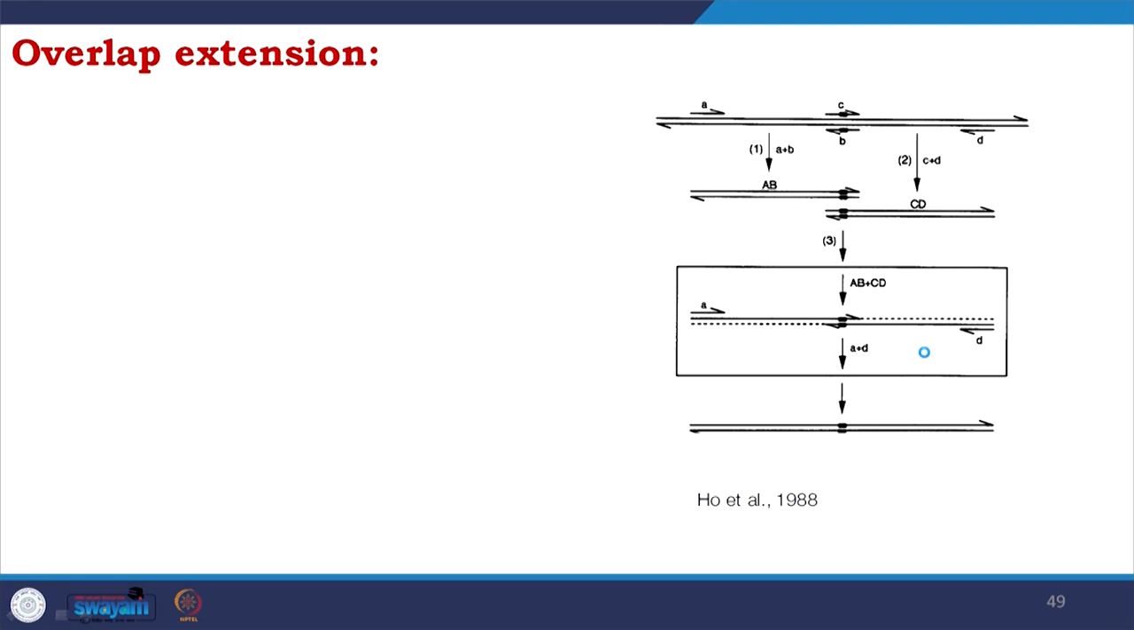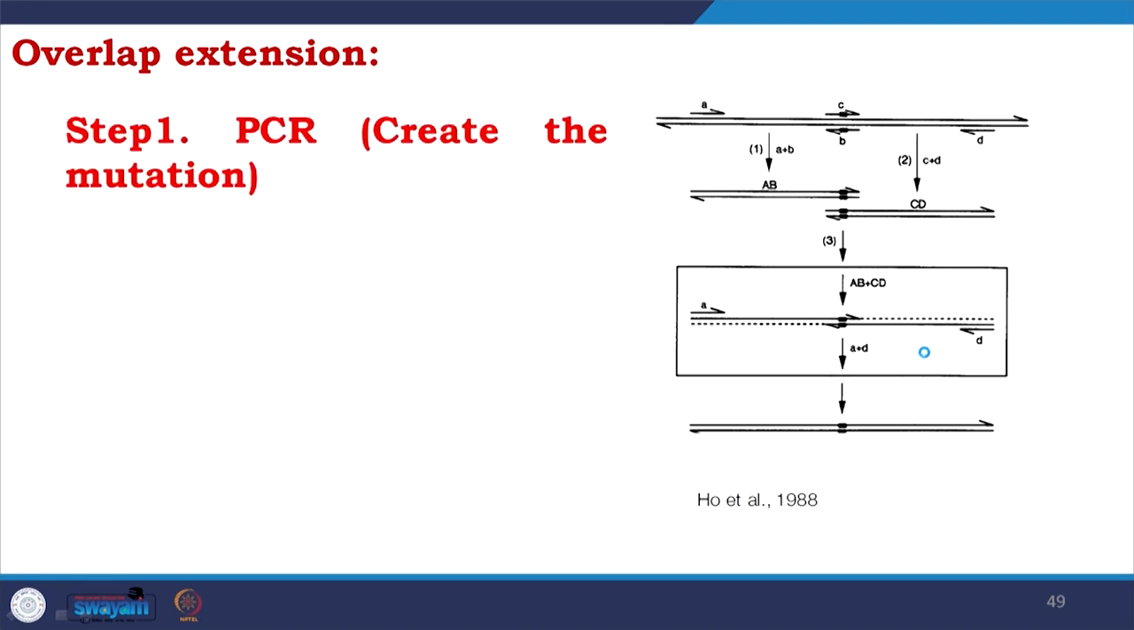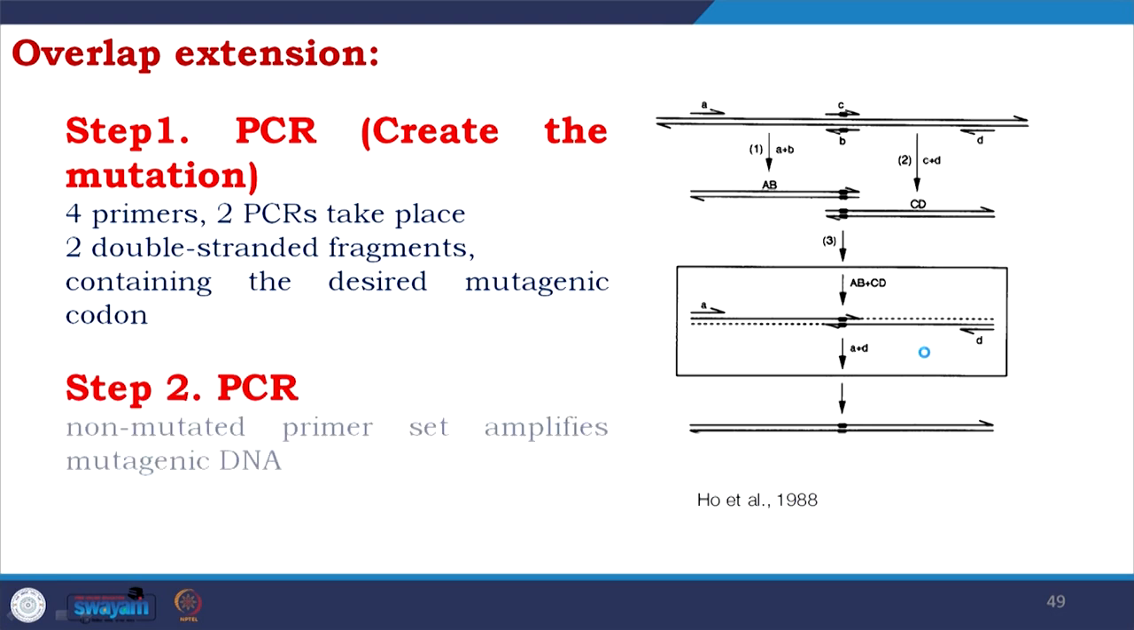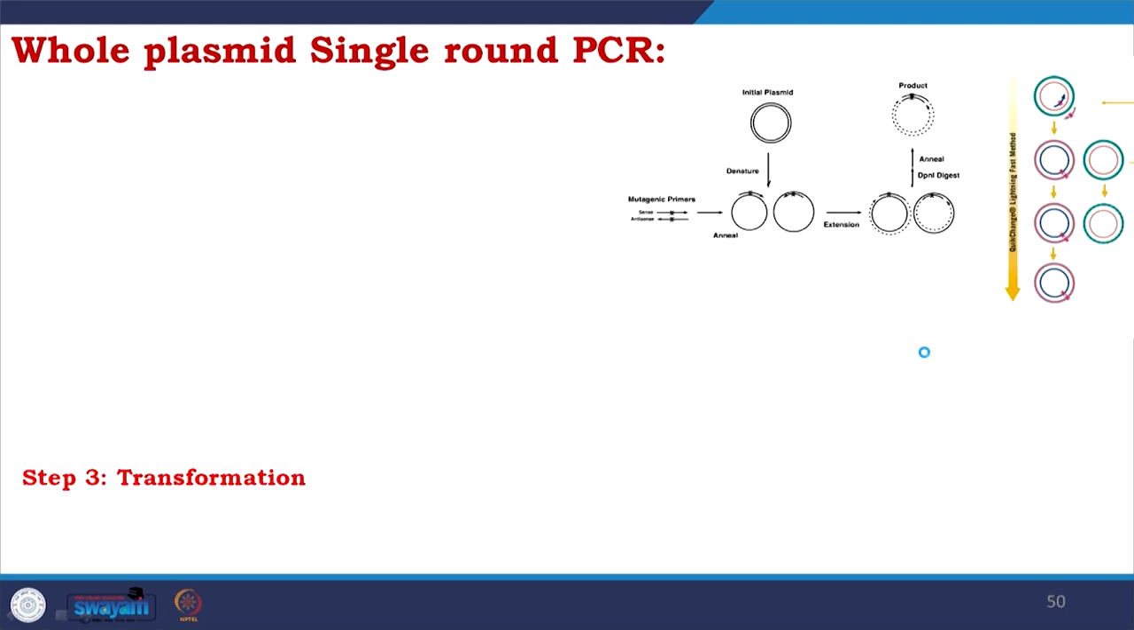One is overlap extension, where in step 1 you do PCR and create the mutation like here. You use 4 primers, 2 PCRs, and you take 2 double stranded fragments containing the desired mutagenic codon. In step 2 you also perform PCR with a non mutated primer set, which will not make any mutation but amplifies the mutagenic DNA many folds.